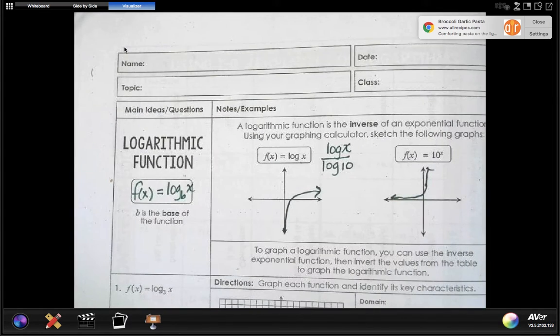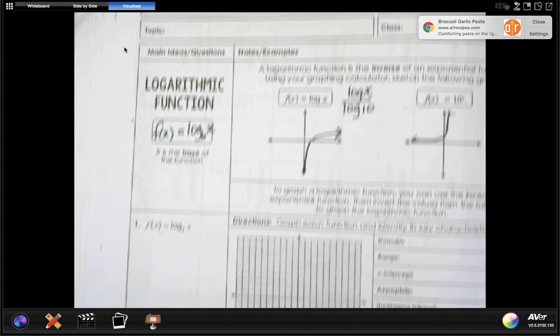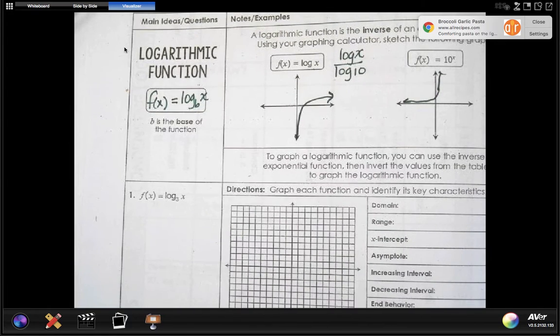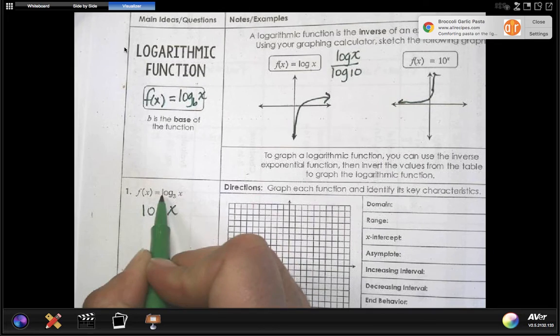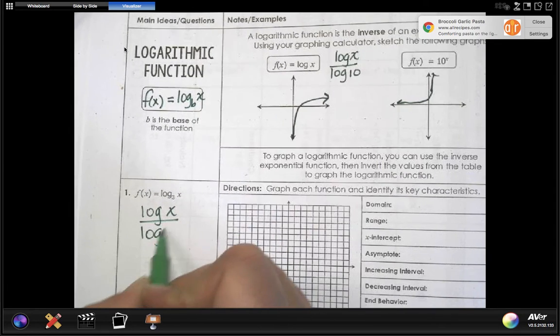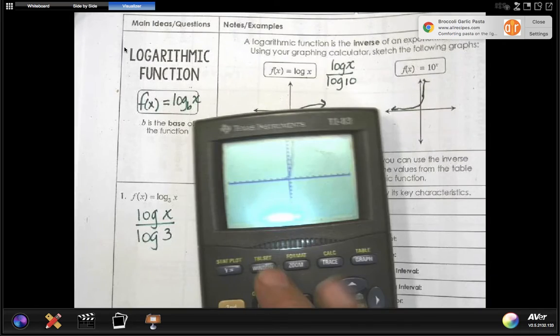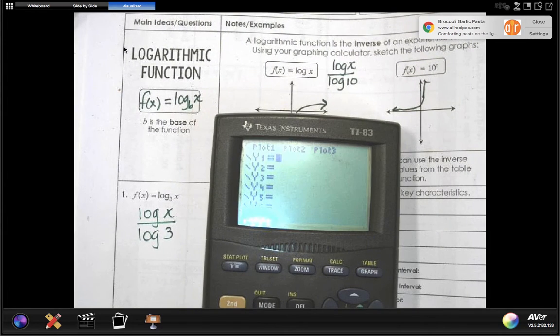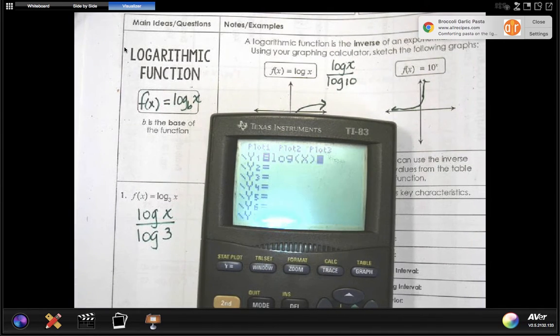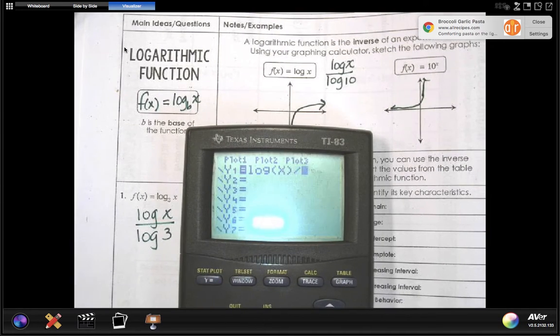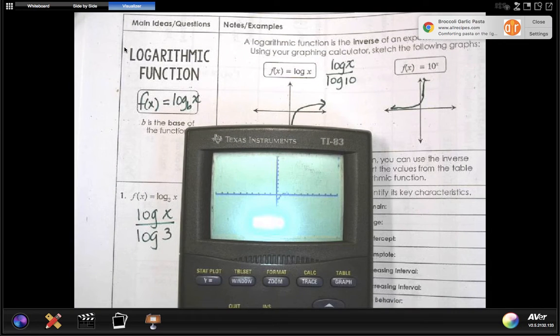So let's go to number 1, and we have log base 3 of x. And remember what I just mentioned here, we're going to have to put in our calculator log x over log 3. So if you go to y equals, you will need to type in log x, make sure you close the parentheses, divide by log 3. Close the parentheses, and now hit graph.